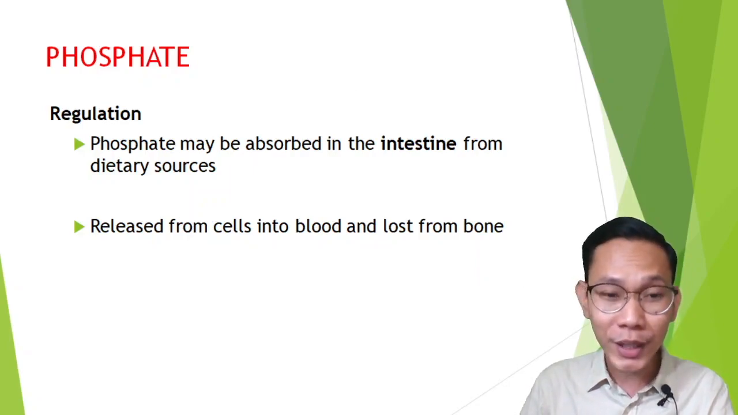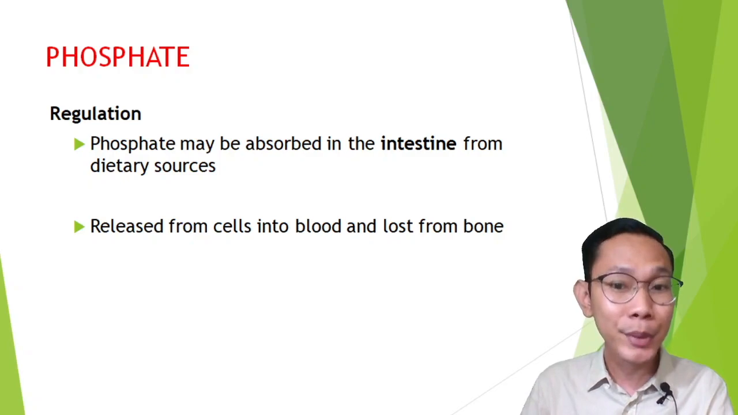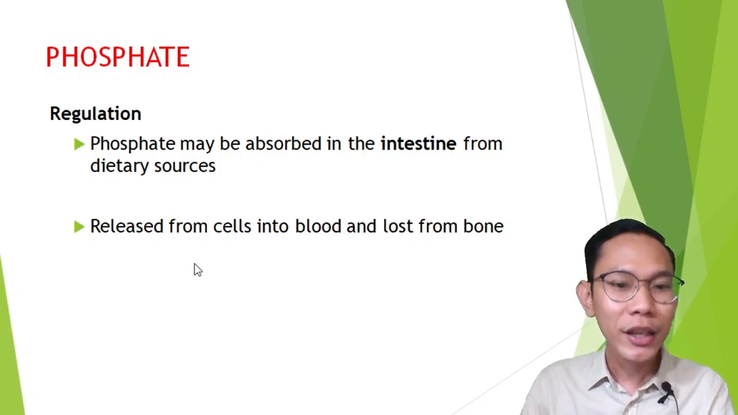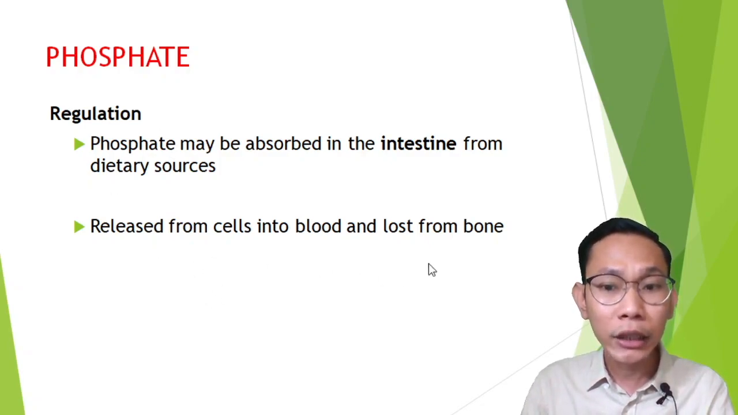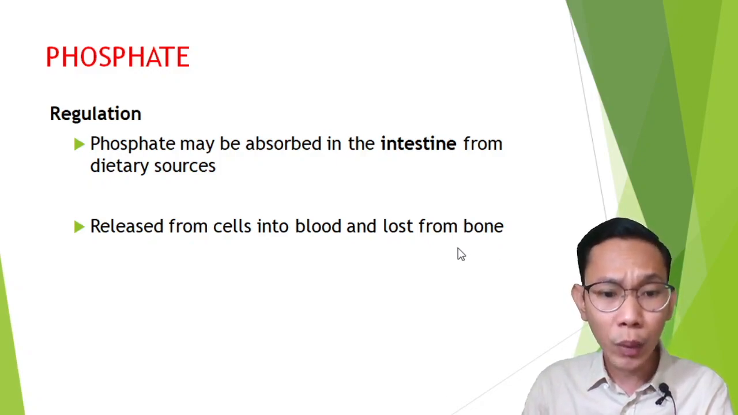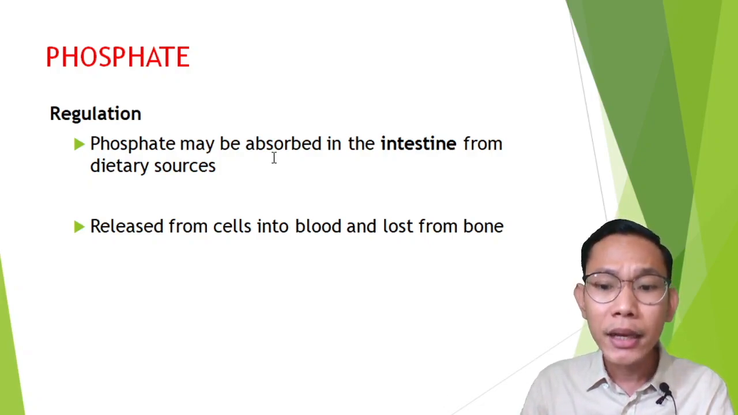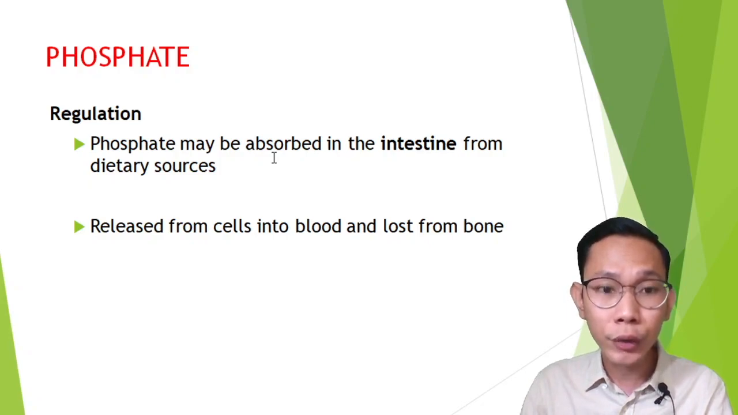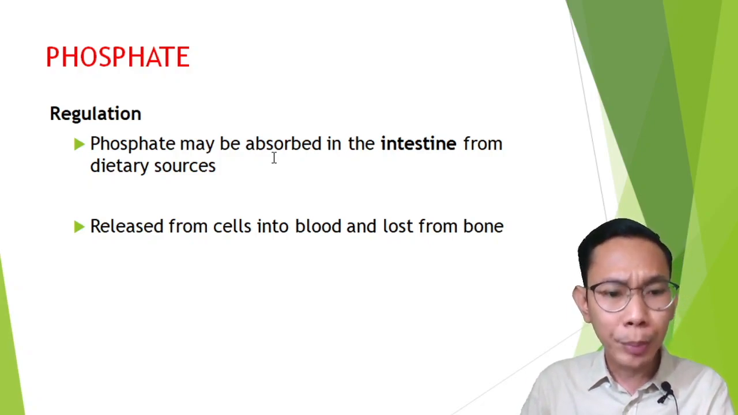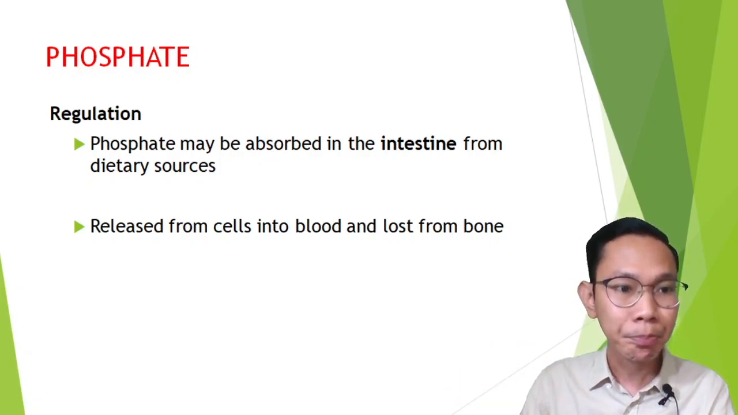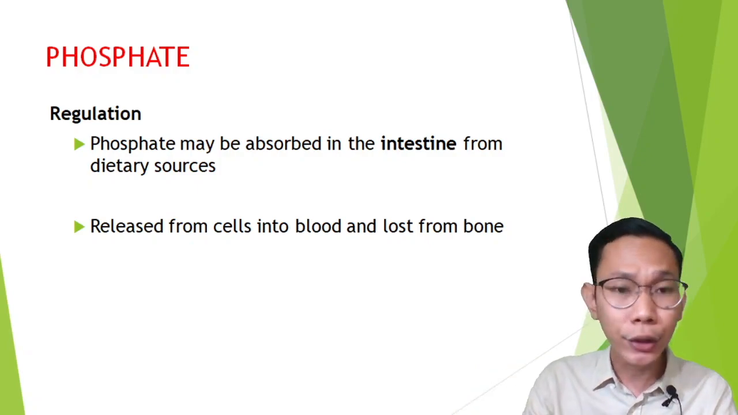Next, your phosphate. So how do we regulate your phosphate? So regulation, phosphate may be absorbed in the intestine from different dietary sources. So still including your calcium. Remember your calcium, di ba, na pwede din siyang i-reabsorb sa ating intestine. So kasama ng ating phosphate. So released from cells into the blood and lost from bone. So in healthy individuals, all of these processes are relatively constant and easily regulated by renal excretion or reabsorption of your phosphate. So your phosphate could just easily be reabsorbed from the kidneys or can be excreted also from your kidneys. That's also one way of regulating your phosphate.